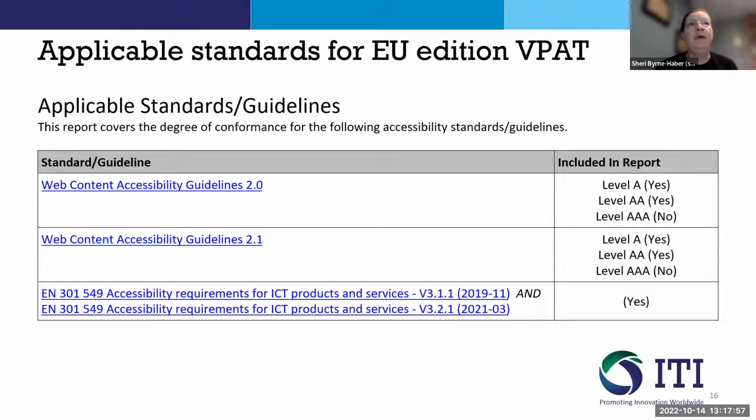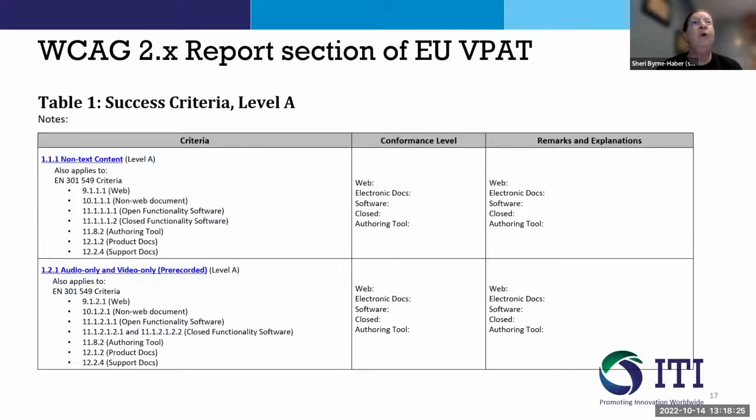So typically the way it works is WCAG 2.0 is marked level A yes and level AA yes. WCAG 2.1 is marked level A yes and level AA yes. And then EN 301549, you list the actual version that you've tested against. As of this recording, that would be version 3.2.1 that was published in March of 2021, and you would mark that as yes.